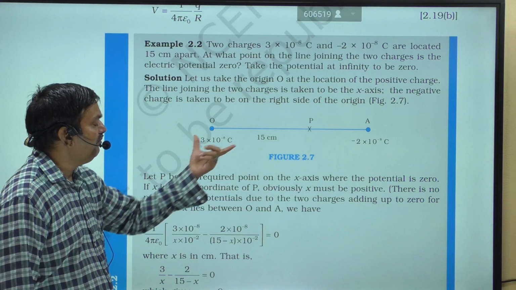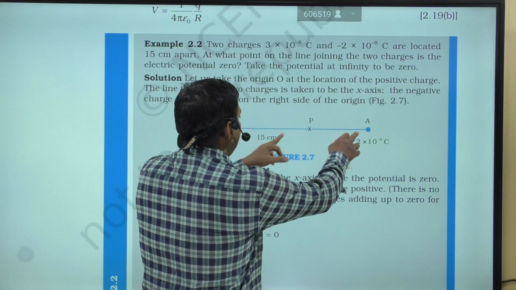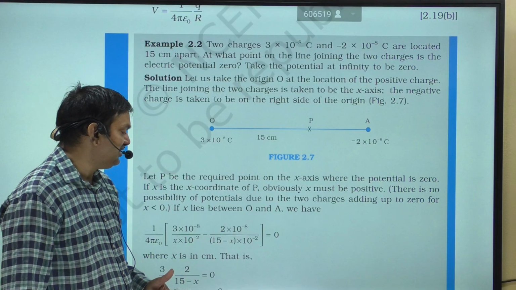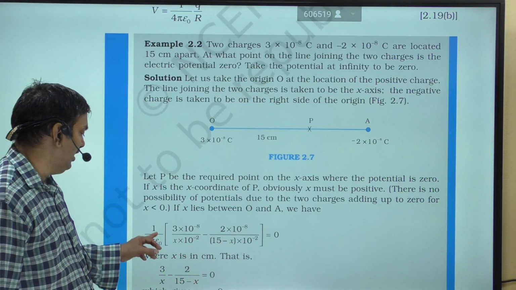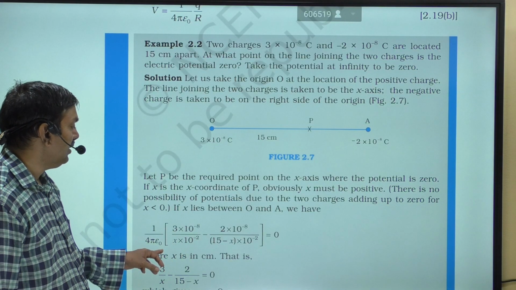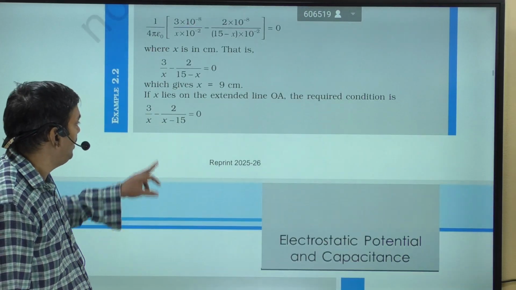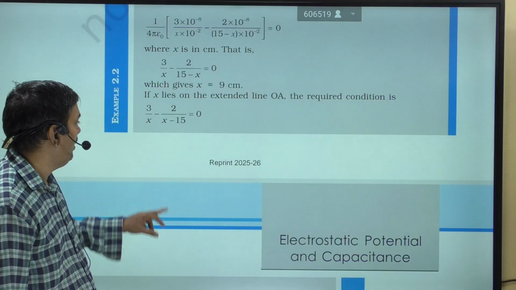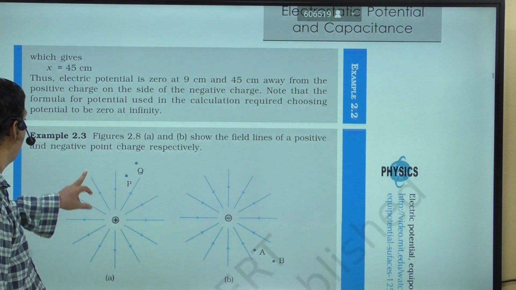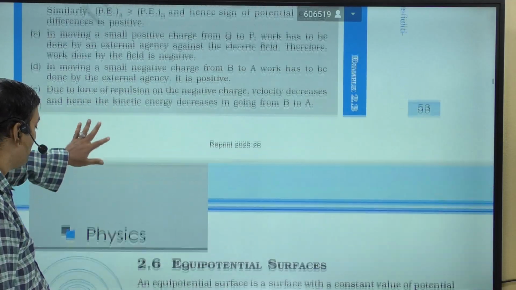When you consider the total distance, if this is x, the other becomes 15 minus x. So when one is x, the other becomes 15 minus x. That is how we can calculate 1 by 4 pi epsilon naught Q by R. Fine. So we can simplify and get the value of x. You can see you got a mathematical expression wherein by simplifying you get x is equal to 45 centimeters.